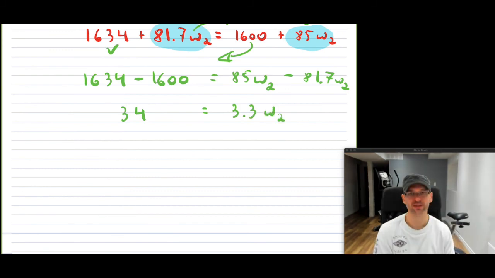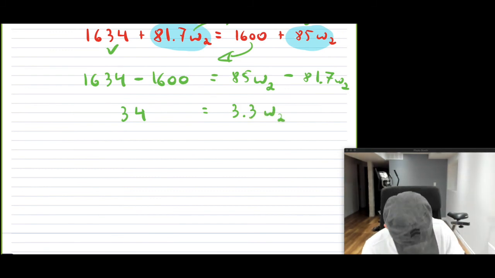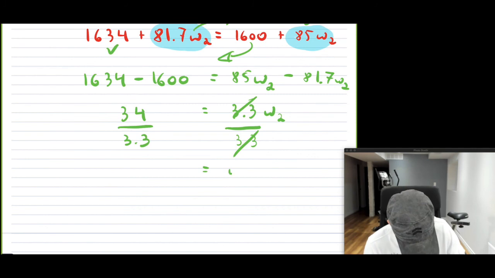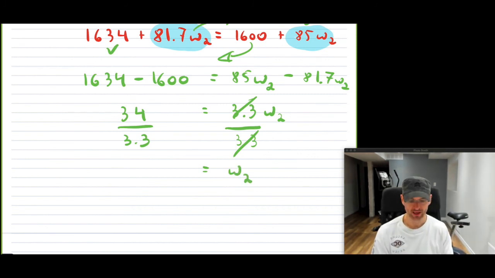And now you probably know what to do, right? Now we got to get rid of the 3.3, so we're going to divide it on both sides. So that's gone. And there you have it.